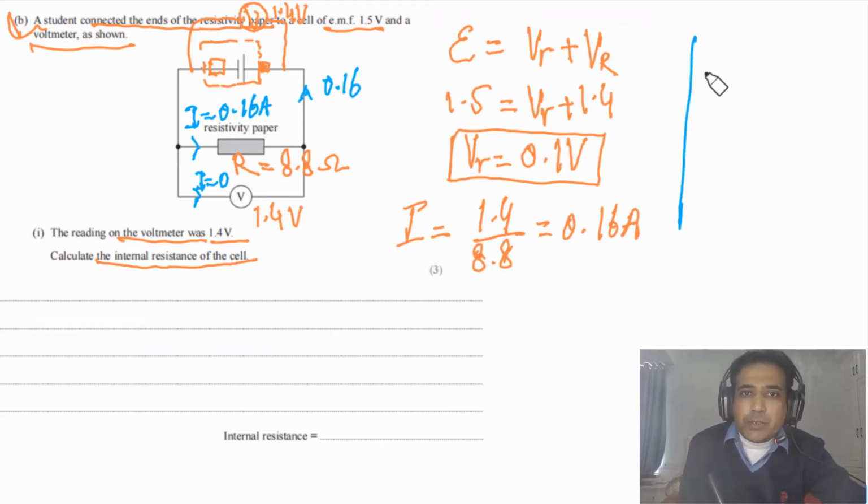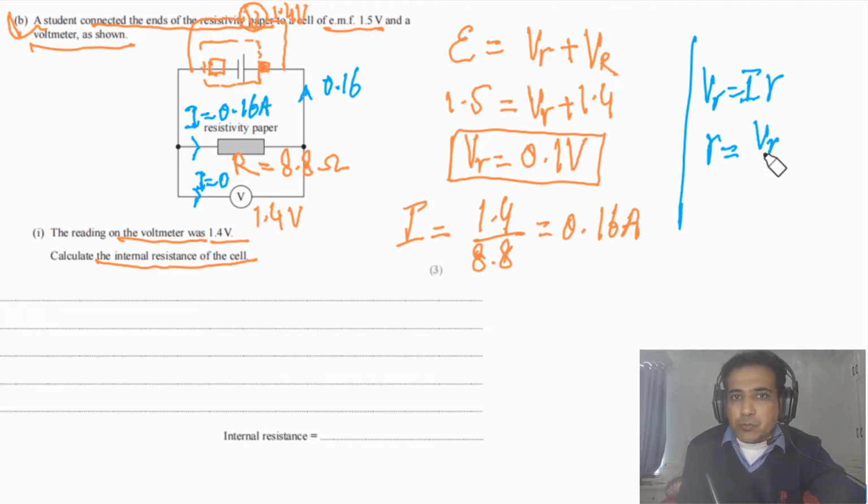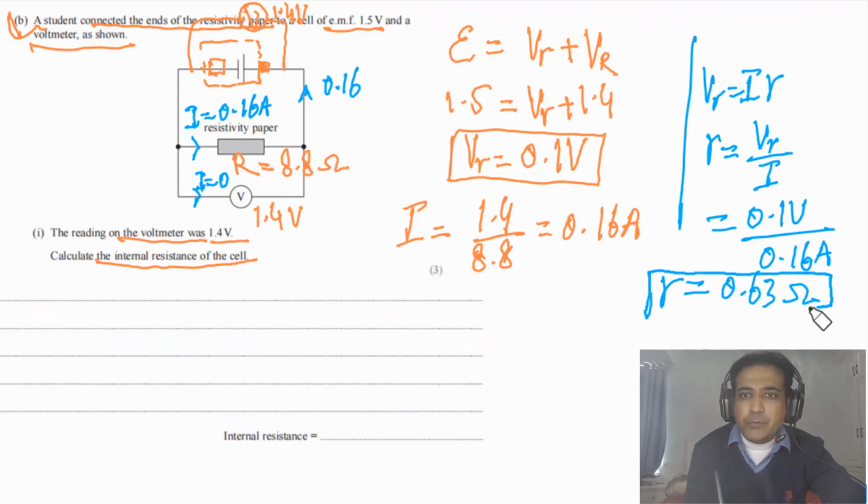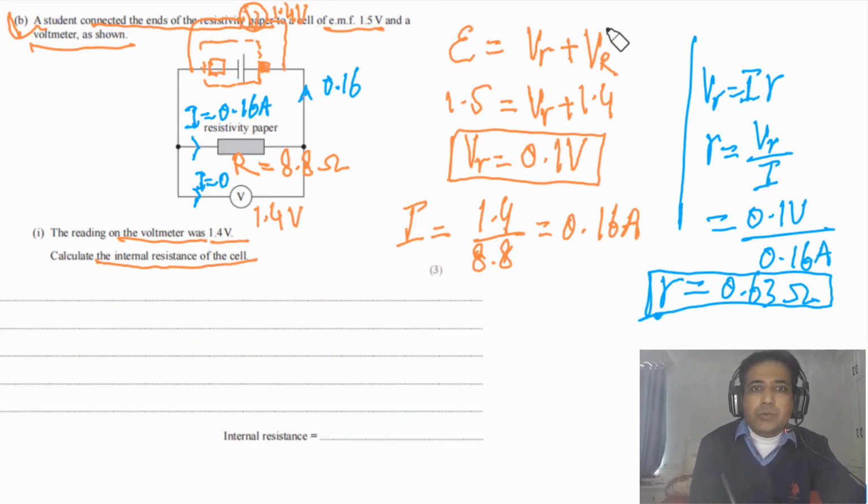So now we can write down VR, this has to be equal to I times small r. We need to find the internal resistance, so this will be equal to VR divided by I. So we have the value of V, that is 0.1 volts, divided by the current, that is 0.16 amps, and if we simplify this we will get 0.63 ohms. So this is the internal resistance, 0.63 ohms. This is a very beautiful way to figure out this type of problem. So this is a very important one.